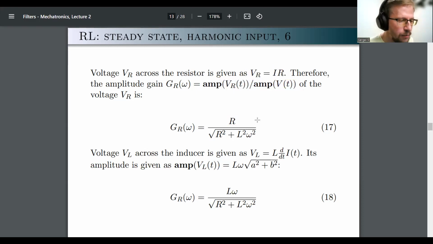Now, the amplitude across the inductor, right, is lambda times the derivative of the current. Okay. So its amplitude will be given like this, right? Like this. Why does it look like this?